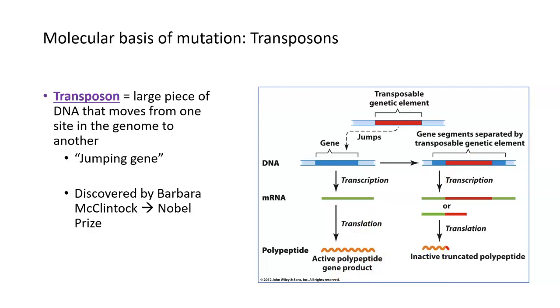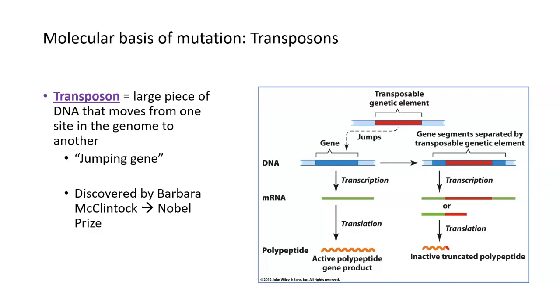This idea of genes being able to jump around from one place in the genome to another was something that people really did not believe was possible. It took a lot of work by this scientist called Barbara McClintock, who discovered and characterized these transposons or jumping genes in corn, and she ultimately won the Nobel Prize for it.